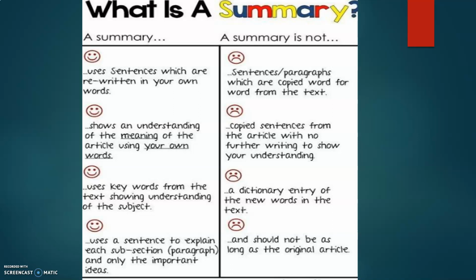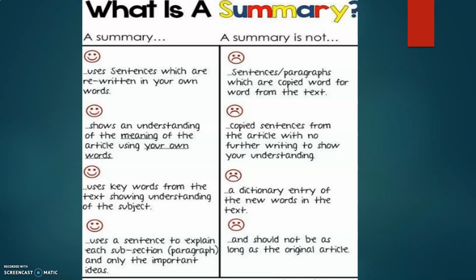A summary is not sentences or paragraphs which are copied word for word from the text. You should not copy words or the details of the story from the text. You should not copy sentences from the article with no further writing to show your understanding. So when you just copy the sentence from the story without using your own words, it simply means that you don't really understand the story and you just wanted to copy the lines from the story.